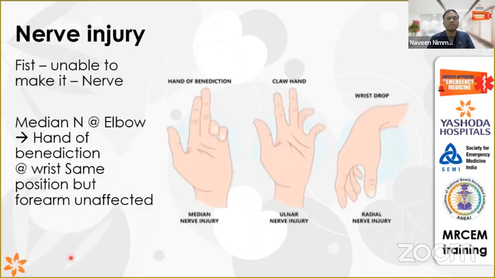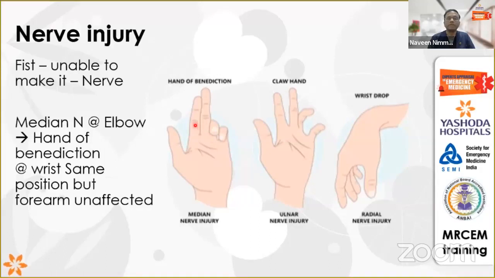So the median nerve is going to take care of the contraction, that is flexion, of these two fingers. The ulnar is able to function with the medial two fingers, but the index and middle finger are handled by the median nerve. So this is lost. They cannot flex these two. In ulnar nerve injury, there will be claw hand. Radial nerve injury will lead to extensor muscle weakness. Wrist extension will be gone. So there will be wrist drop.